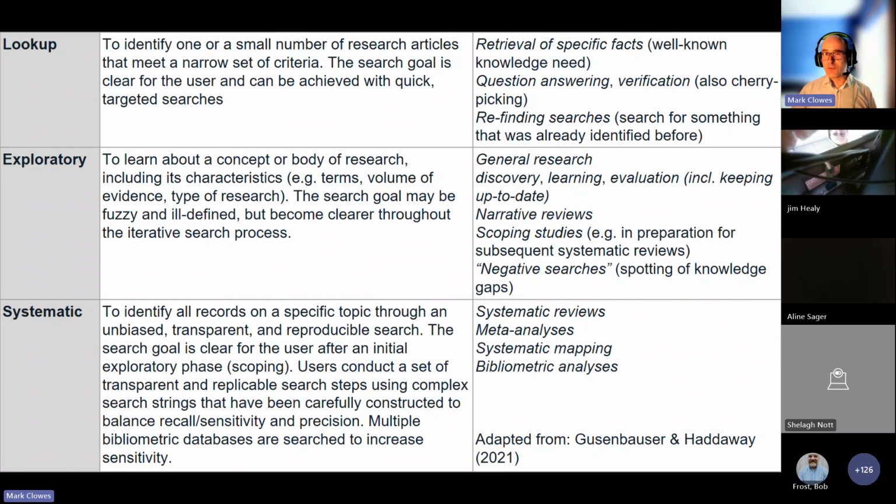Sometimes it's actually what we call a negative search. So it's about deciding where there's going to be a gap in the knowledge that suits further exploration.